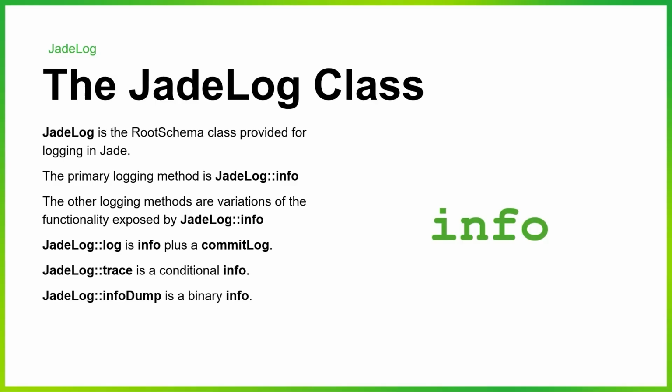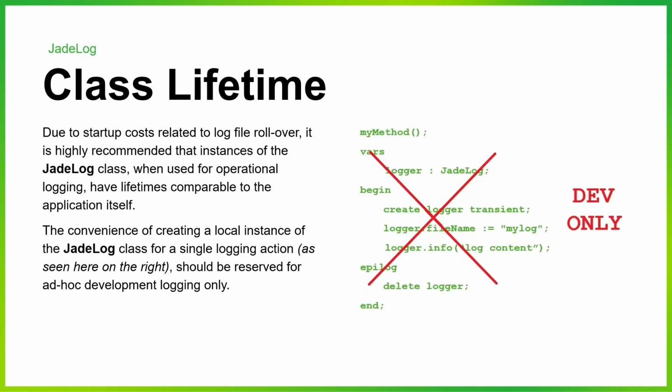Trace is a conditional use of info. The dump variants are the way that you would log binary data. Now, when you're doing developmental logging, it's no problem to just whip up a local instance of JadeLog, because if you're just figuring out why something isn't working, if you've got no time critical constraints on the execution of your code, you can just create a local instance of JadeLog, give it a file name, and then log the info.